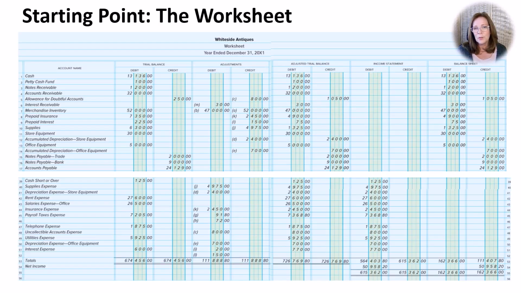Just a reminder, the starting point for the preparation of the financial statement in a manual accounting environment is the worksheet. And here's the worksheet for Whiteside Antiques, the example our textbook uses. The worksheet is the bridge between bookkeeping and financial reporting. And once adjustments are complete, the worksheet becomes the source for every financial statement. Errors here flow through all statements, which is why accountants rely heavily on this step before classification begins.